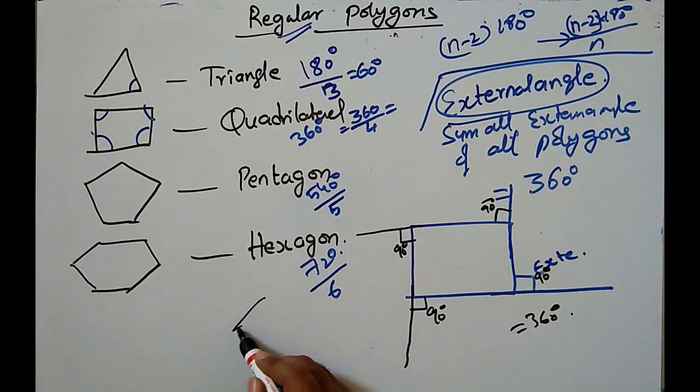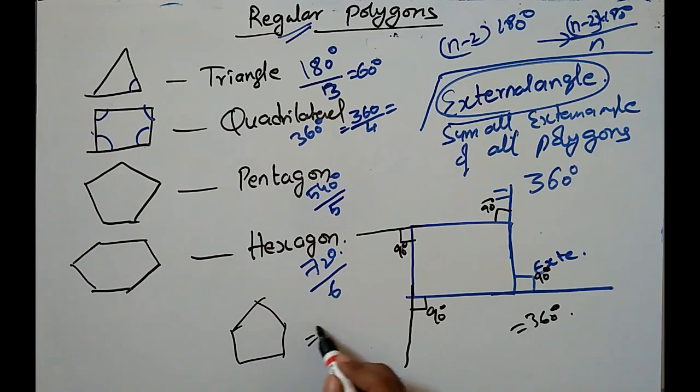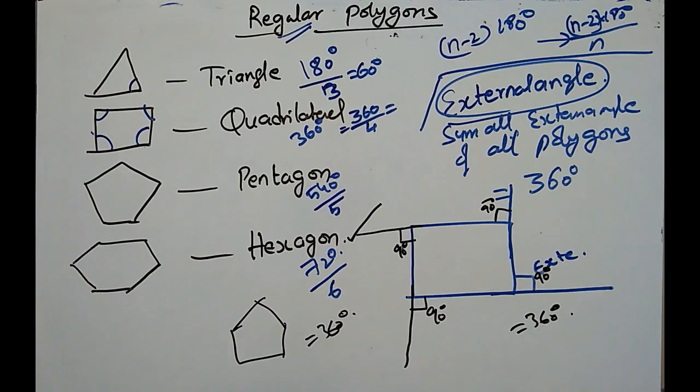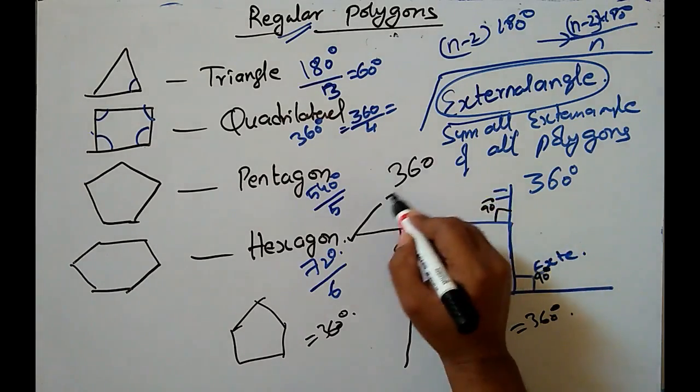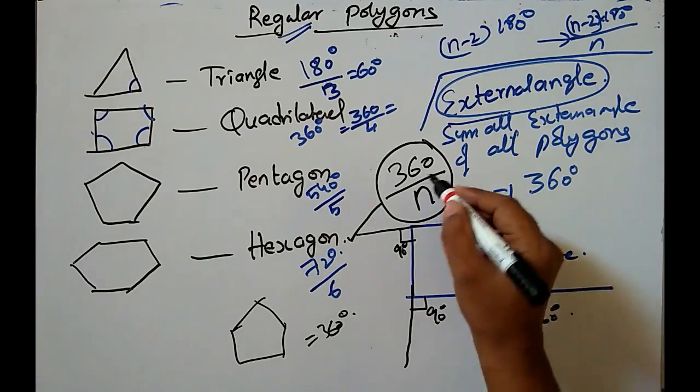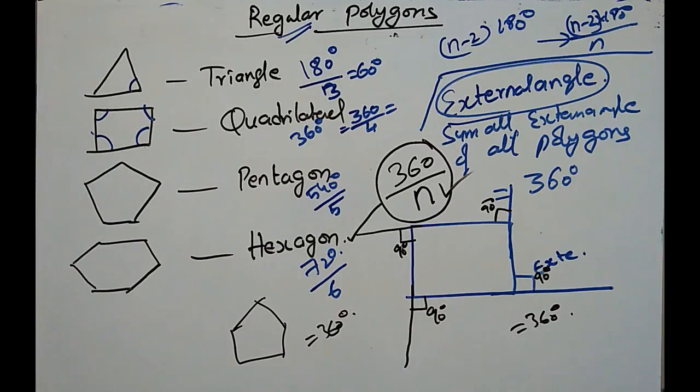Even for a pentagon, the sum of the external angles is equal to 360 degrees. For a hexagon, it is 360 degrees. For an octagon also, and for any polygon, the sum of all the external angles is given by 360 degrees. If we want to know each external angle, then divide this 360 by the number of sides. We will get each external angle is given by 360 by n.